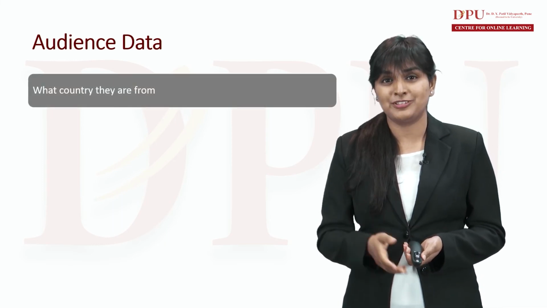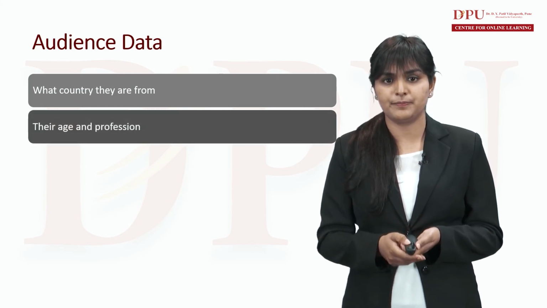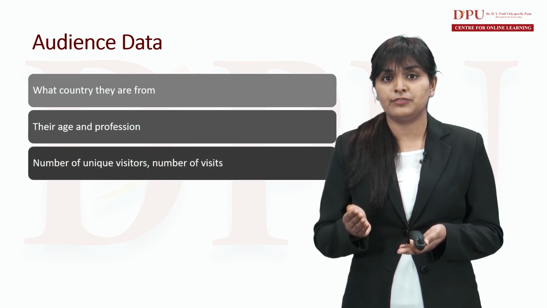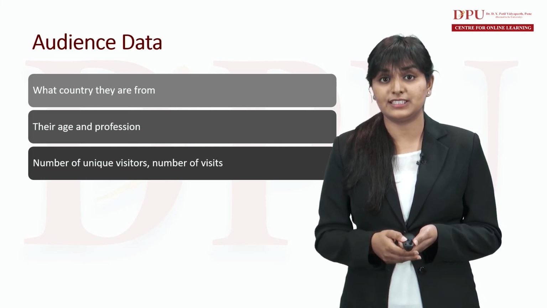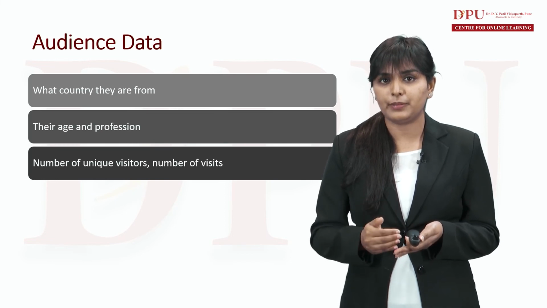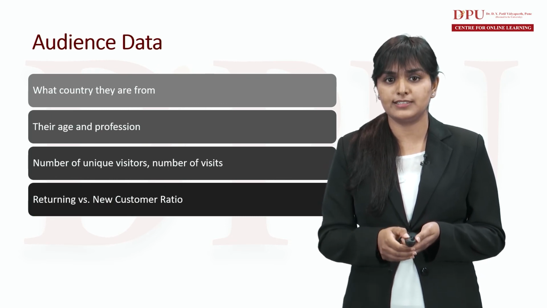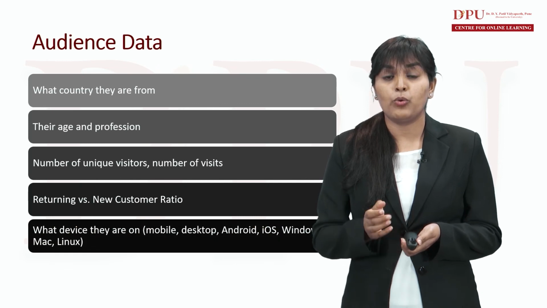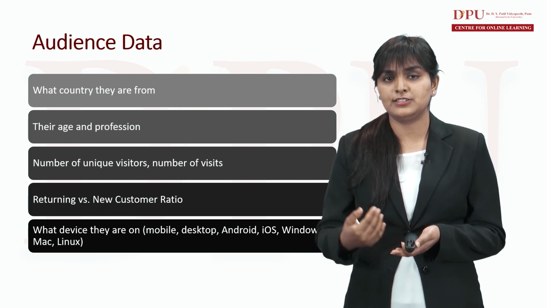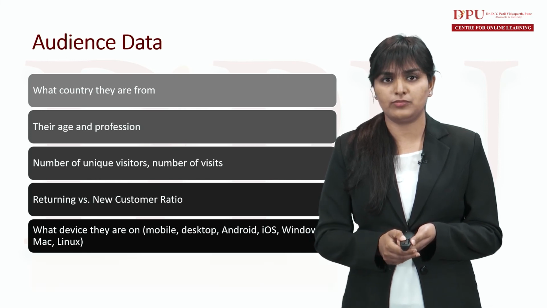So in the dashboard that I previously showed you, you get to see all these dynamics: the country from where the viewer is, their age and their profession. You get to see the unique number of visitors that are coming to you, and also the number of visits you are receiving on a daily, weekly, hourly and yearly basis. Returning and new customer ratio, you get all of these insights from web analytics. What devices they are using to interact with your website, whether it is mobile phones, tablets, Mac, or a laptop, all of this information.